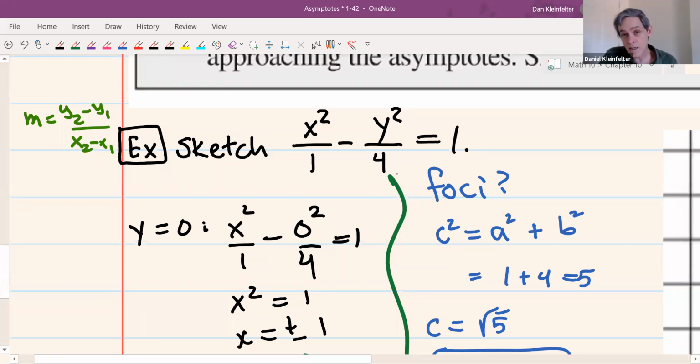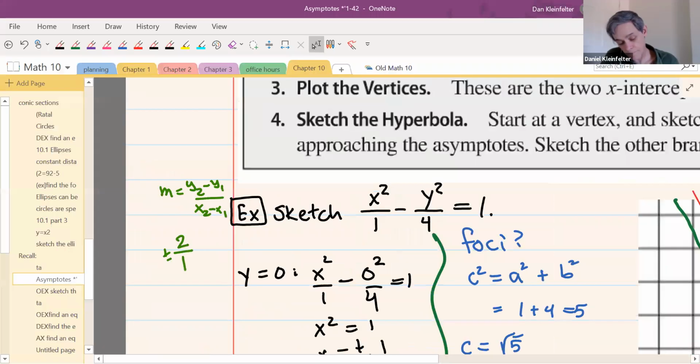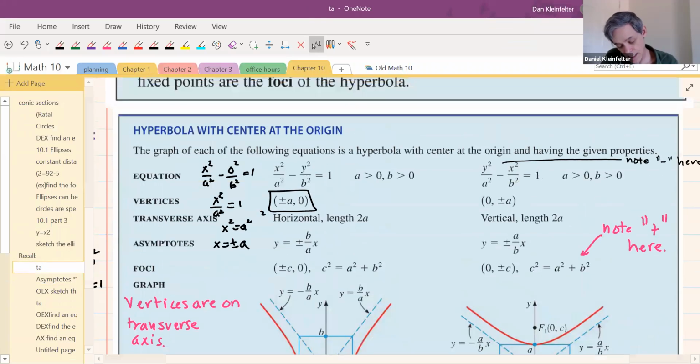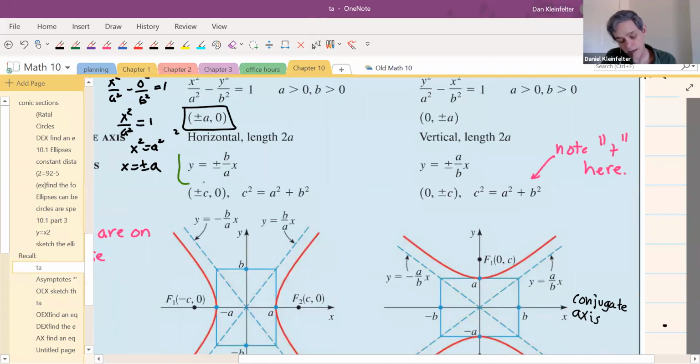Okay, take a look at the denominator for y. That's 4. Square root of 4 is 2. Take a look at the denominator for x, 1. Square root of 1 is 1. So the two slopes are plus and minus, because there's two of them, plus and minus 2 over 1. The square root of the denominator on y divided by the square root of the denominator on x. Okay, that's what you see here on that blue table or chart that we had.